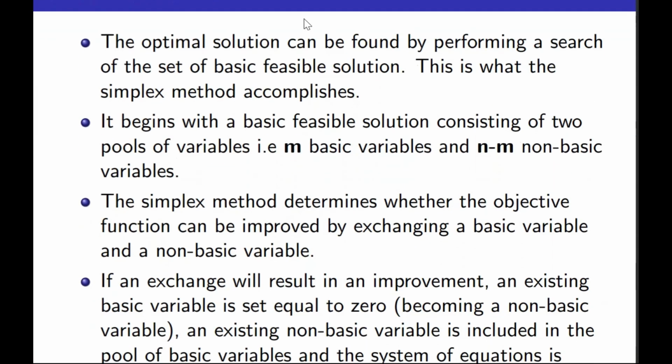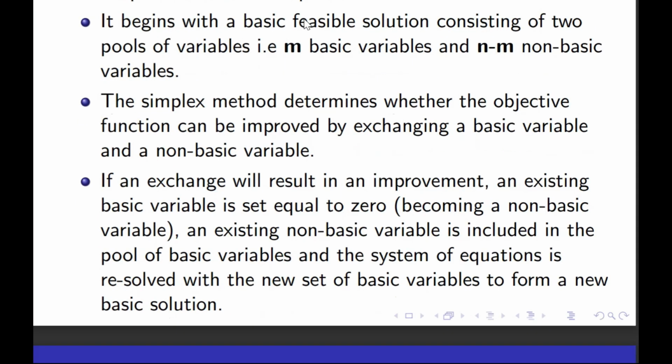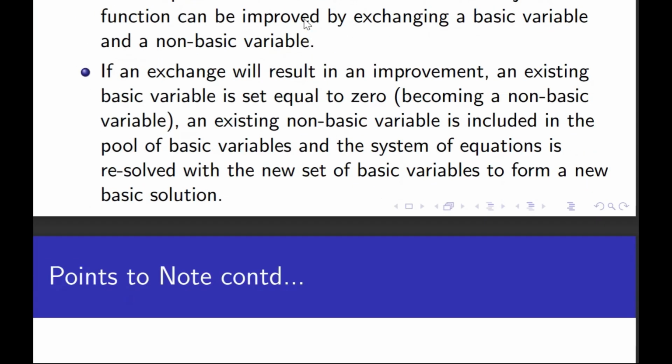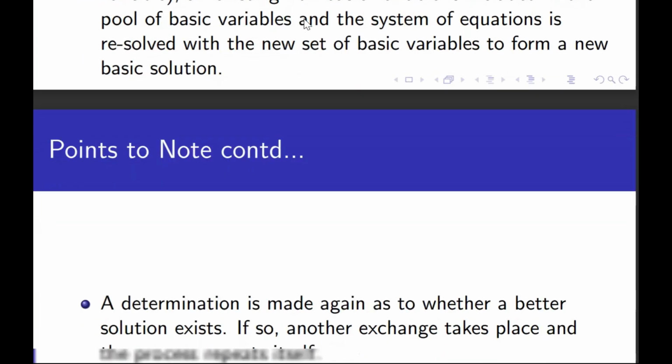The optimal solution can be found by performing a search of the set of basic feasible solutions. This is what the simplex method accomplishes. It begins with a basic feasible solution consisting of 2 pools of variables, that is, m basic variables and n minus m non-basic variables. The simplex method determines whether the objective function can be improved by exchanging a basic variable and a non-basic variable. If an exchange will result in an improvement, an existing basic variable is set equal to 0. An existing non-basic variable is included in the pool of basic variables, and the system of equations is resolved with a new set of basic variables to form a new basic solution.